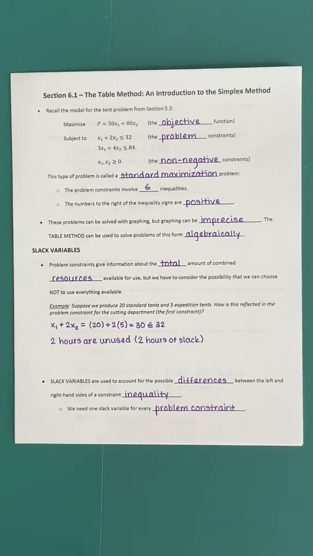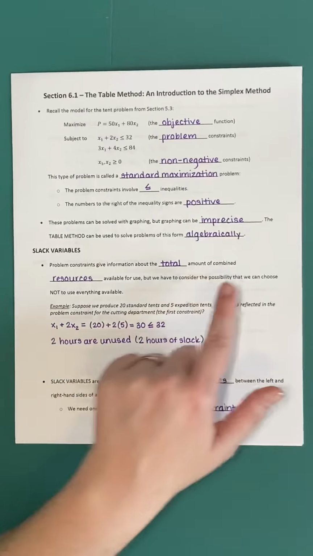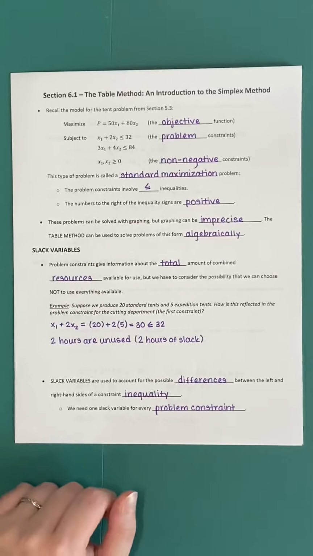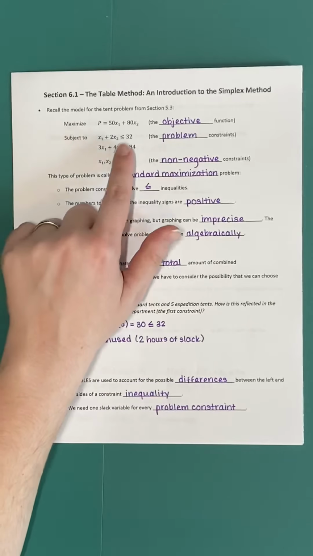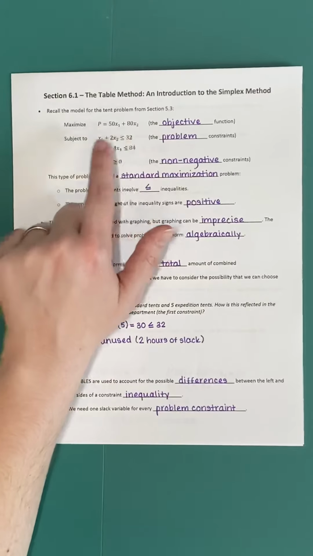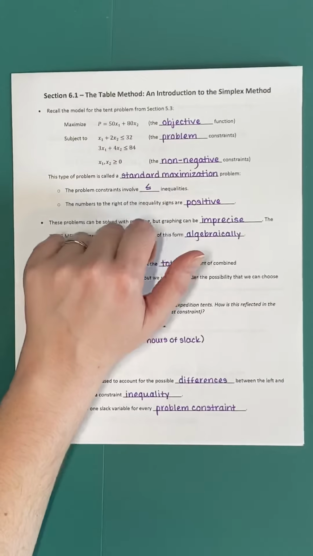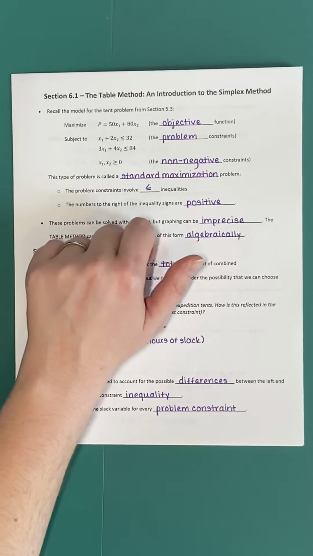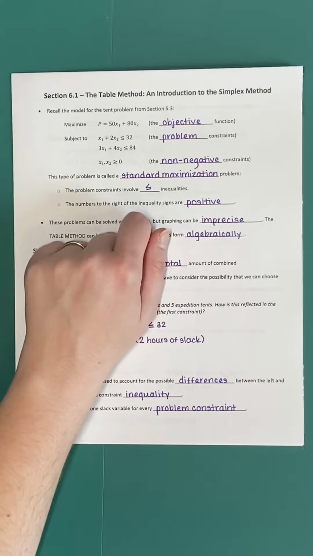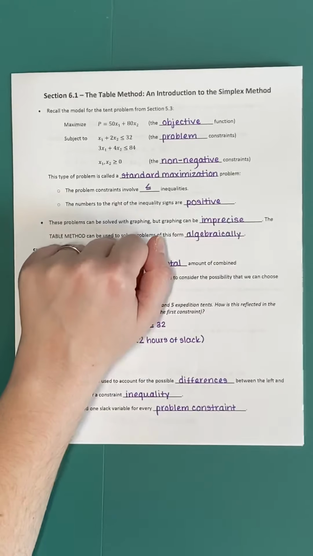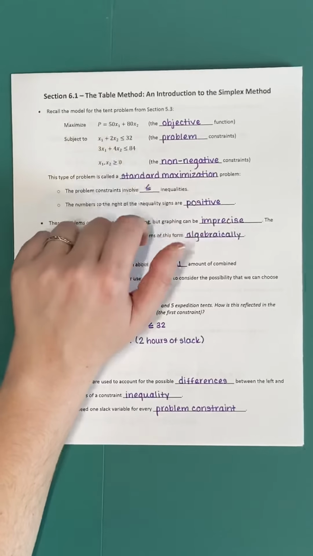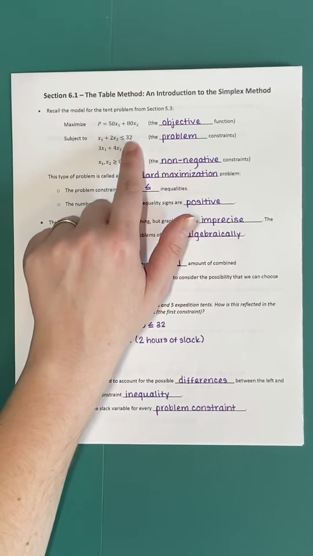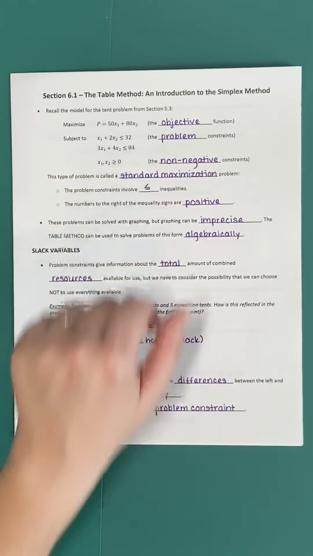What we're going to talk about with respect to this new type of variable is the fact that it's possible we can choose not to use everything available. It's possible that maybe we only use 24 hours in cutting. Maybe we choose not to use all of the resources available. That may not be ideal, but we have to consider the possibility that that might be the case. Maybe we don't use all the resources available, even though we have a maximum of 32 and 84 hours in our two departments.